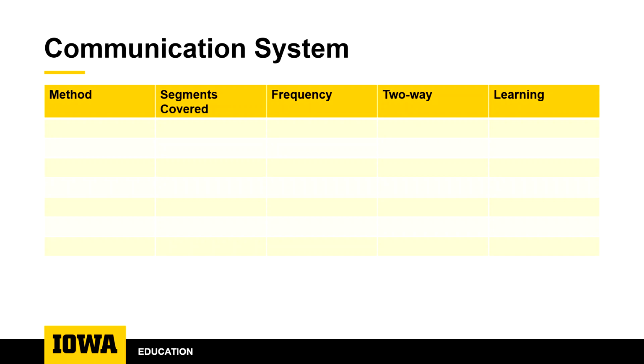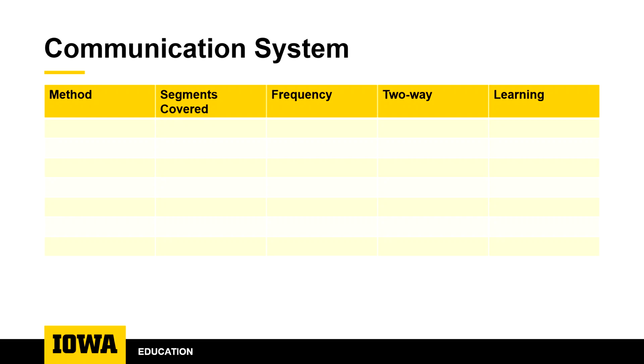So now that you're thinking about your segments and you have those sketched out, what you'll do is map out your communication system. The first column is for the communication methods, such as an email newsletter or social media channels. In the second column, you will specify the segments of the workforce, partners, students, or other customers that are captured by that communication method. You can certainly include more than one segment for each method if it makes sense to do so, and you could have more than one method for each segment as well. So it's not necessarily a one-to-one match.